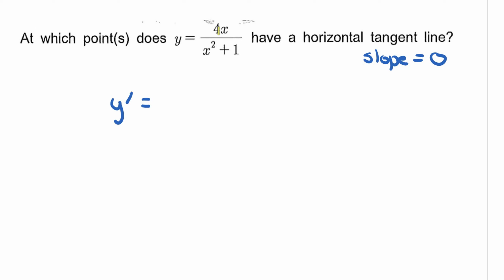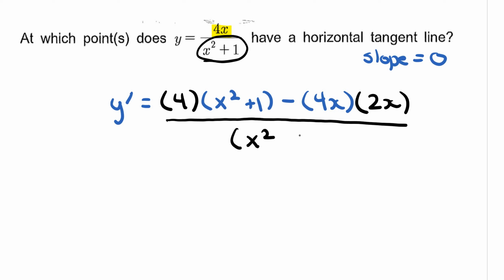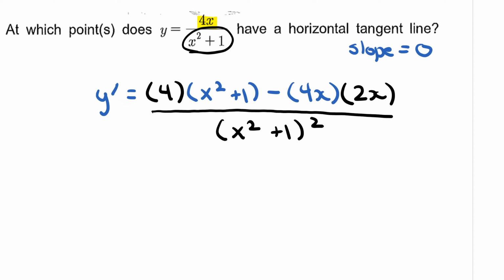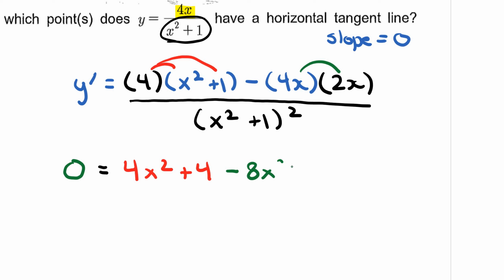So y prime. So what's the derivative of the top? The derivative of the top is going to be 4 times the bottom, which is x squared plus 1. And then minus the top, which is 4x, and then we multiply by the derivative of the bottom, which is simply going to be 2x, and then we divide that by x squared plus 1 all squared. Okay, now we're going to set this equal to 0 because that's where we have a horizontal tangent line, but now we need to simplify the numerator there, so we have 4x squared plus 4, and then this right here will be minus 8x squared.